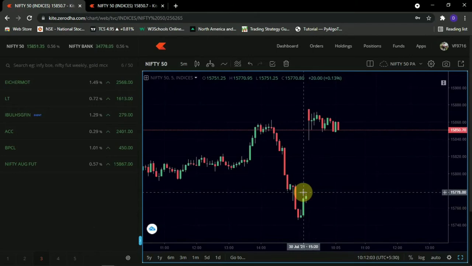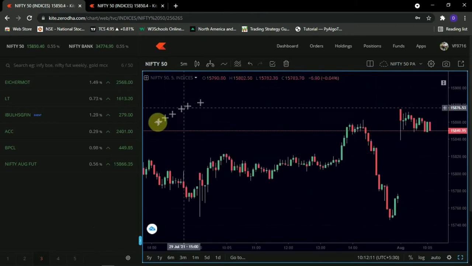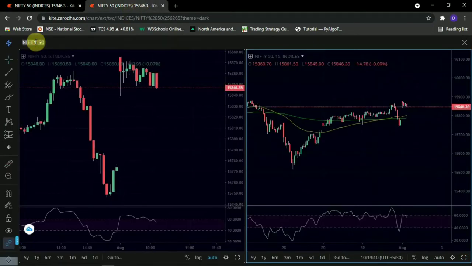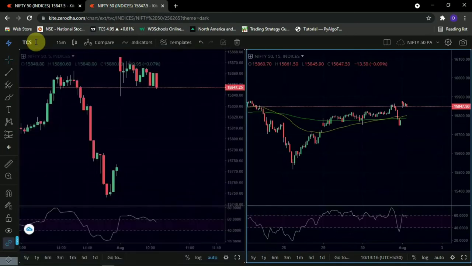So today is 2nd of August, and let's see. As you can see, Nifty 50 has opened gap up. So I have selected some of the stocks. The first one is TCS.